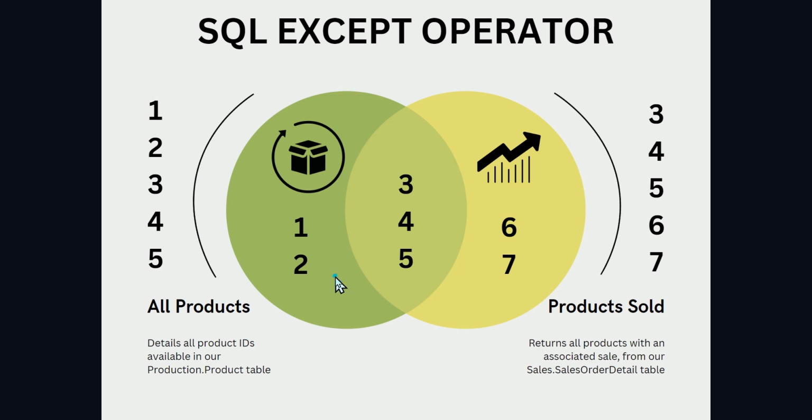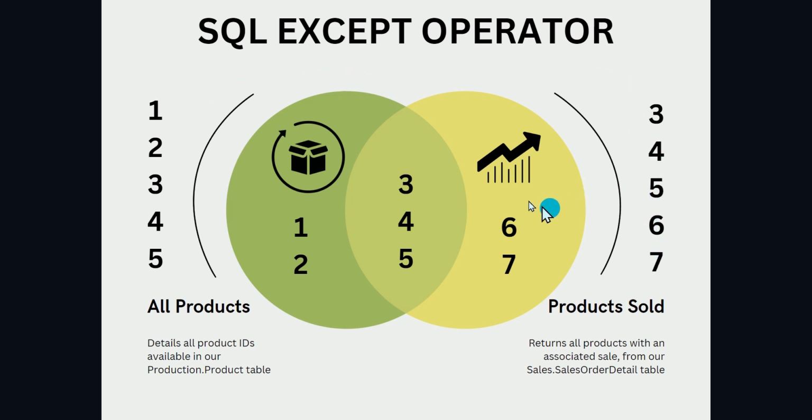On the left-hand side, we have the values 1, 2, 3, 4, and 5. And on the right-hand side, for this products sold table, this mock-up, we have 3, 4, 5, 6, 7. So you can see 1 and 2 are not present in the right-hand table, and 6 and 7 are not present in the left-hand table. We do have that intersection where 3, 4, and 5 are common values. We're not interested in those.